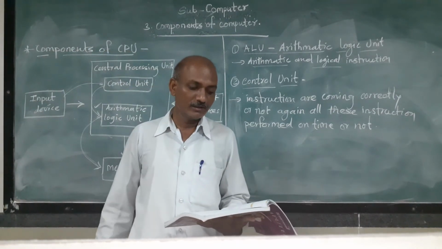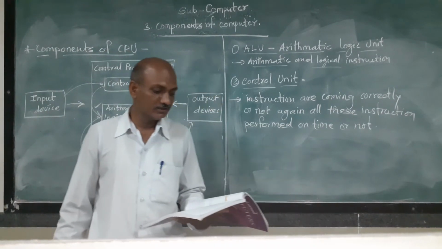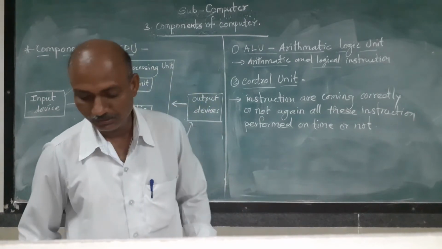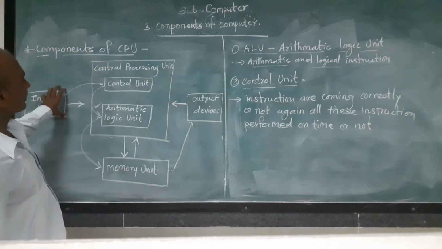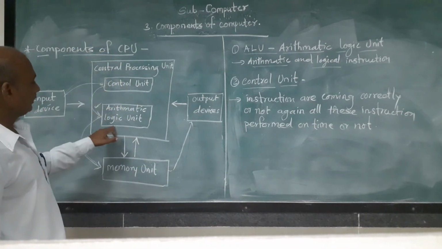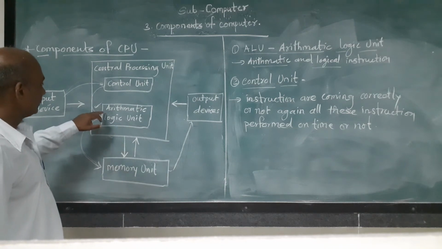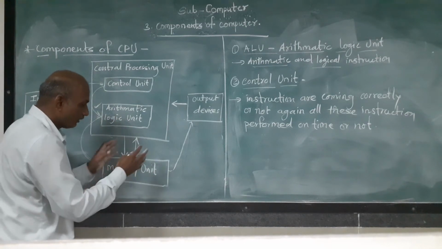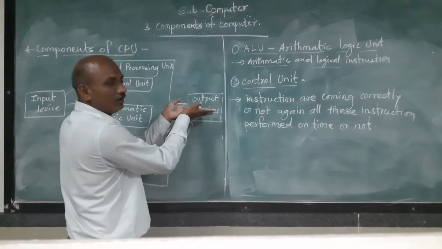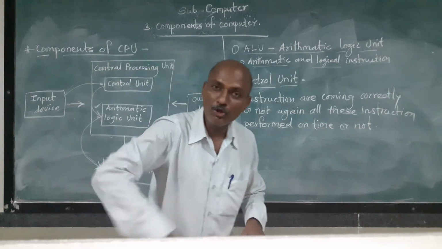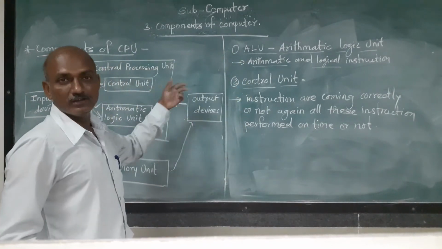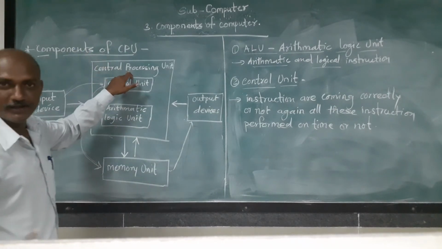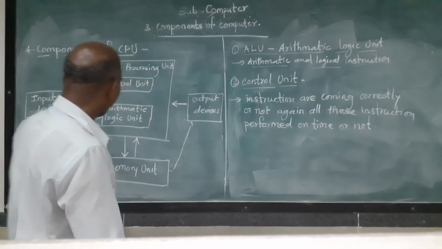It stores the program in memory. Each instruction is interpreted, and it issues operation signals to the other units to be executed. What does it mean? First take the instruction from input devices, send it to the arithmetic logic unit. The arithmetic logic unit calculates all the operations, and that result is stored in the memory unit. From the memory unit, all the results are given to the output devices. This whole flow is managed by the control unit. This is the function of the CPU.